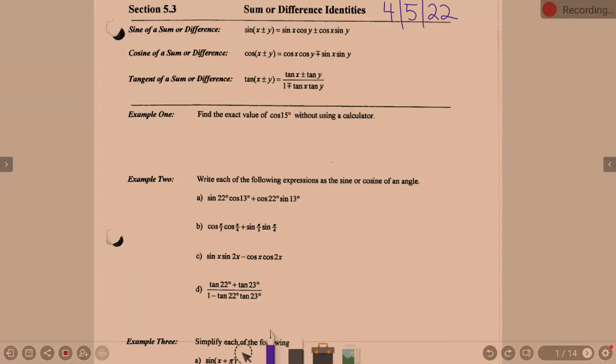In lesson 5.3, we are adding a new set of identities to our repertoire. We already have all those we learned back in 5.1. We didn't really add any in 5.2, but now we're adding some in 5.3. And these are the sum or difference identities.